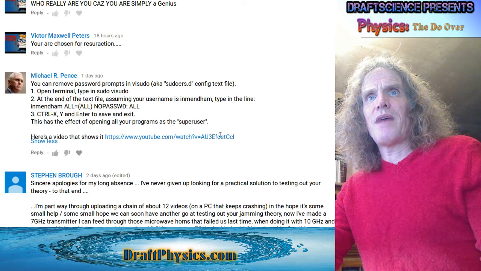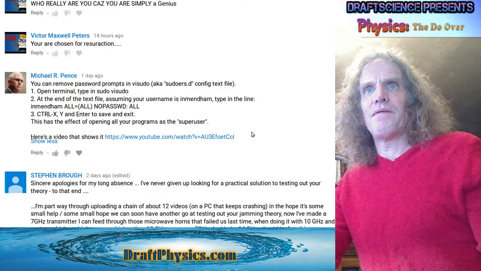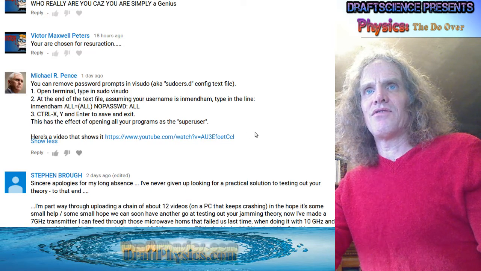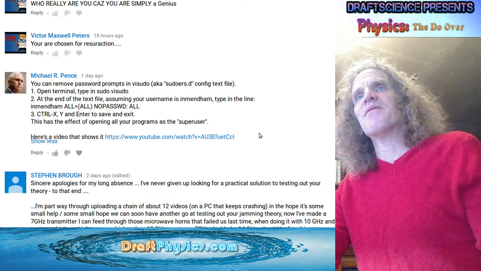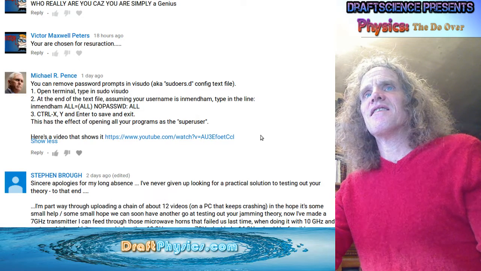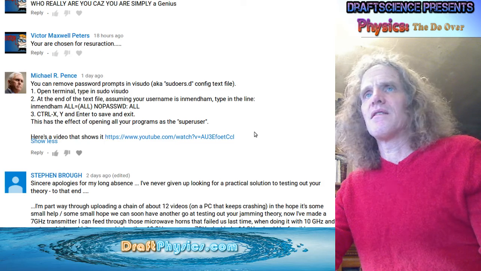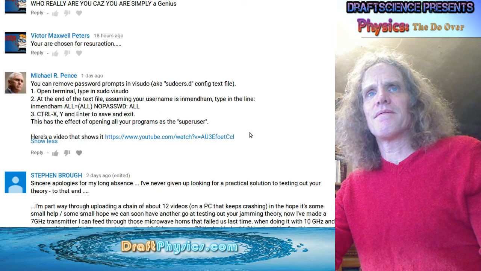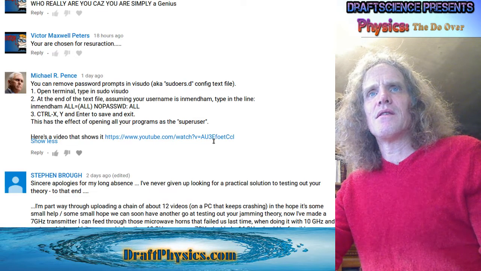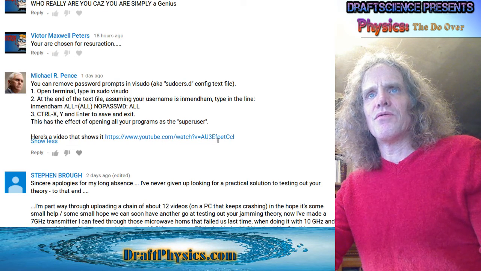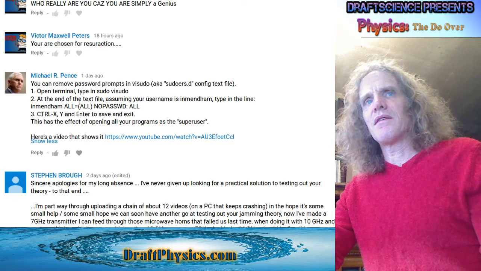You can remove password prompts in visudo. I don't know what... Oh, I guess that's VI super user or something. Super user do. Yeah, that's what it stands for. God, programmers are such girly boys. Anyway, open terminal, type in sudo, and then do this visudo thing. Okay, well, thank you. I appreciate the Linux advice.